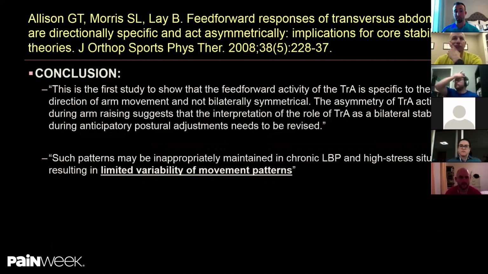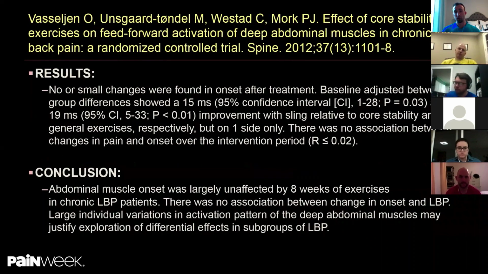And he went on to say that such patterns of altered muscle activation may be inappropriately maintained in chronic low back pain and at high stress situations, resulting in limited variability of movement patterns. So I think that this is really huge. If you have situations in which your muscles are not firing in their normal way, or they have a delayed onset, or they're constantly kind of contracting, you might have limited variability in your movement patterns. Then if we move on to 2012, we see that Vasseljen did a really similar study.